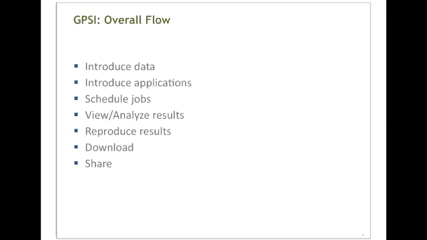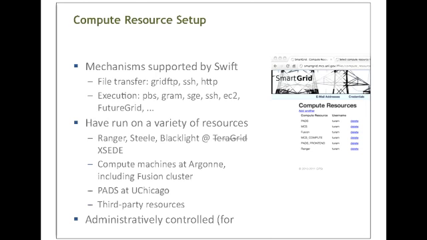That's the goal. So there's this overall flow for GPSI, and like I said, you introduce data, you introduce applications, you can schedule jobs, you view your results. It tracks your jobs and your results, so that you can see a history of campaigns that you've made and the applications that you used. You can see the evolution of your applications over time. You can go back and run individual jobs when you need to reproduce results or iterate from one particular result. And you can download those results and share them on the site. So now I'll just go through the functionality of GPSI in supporting that flow. So basically, you set up a compute resource.